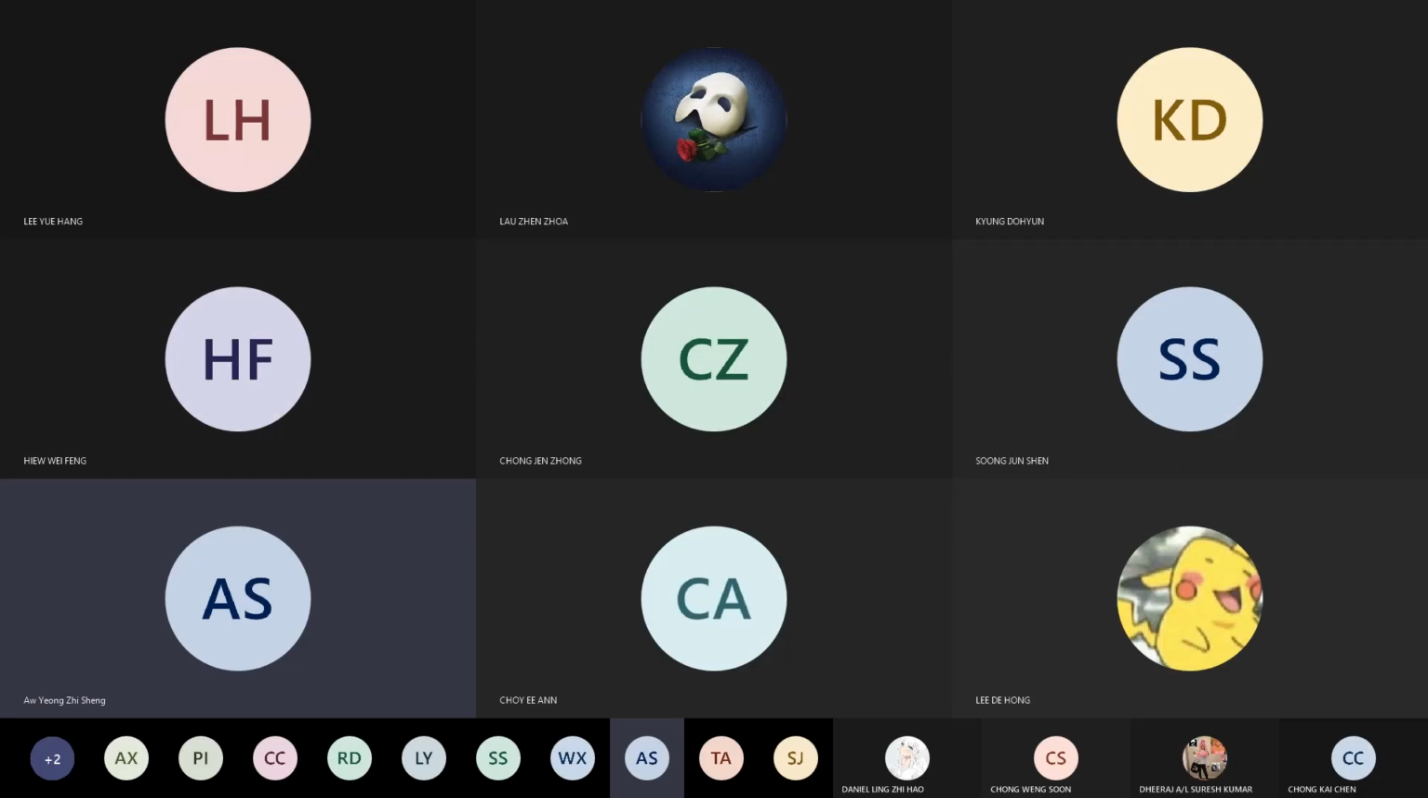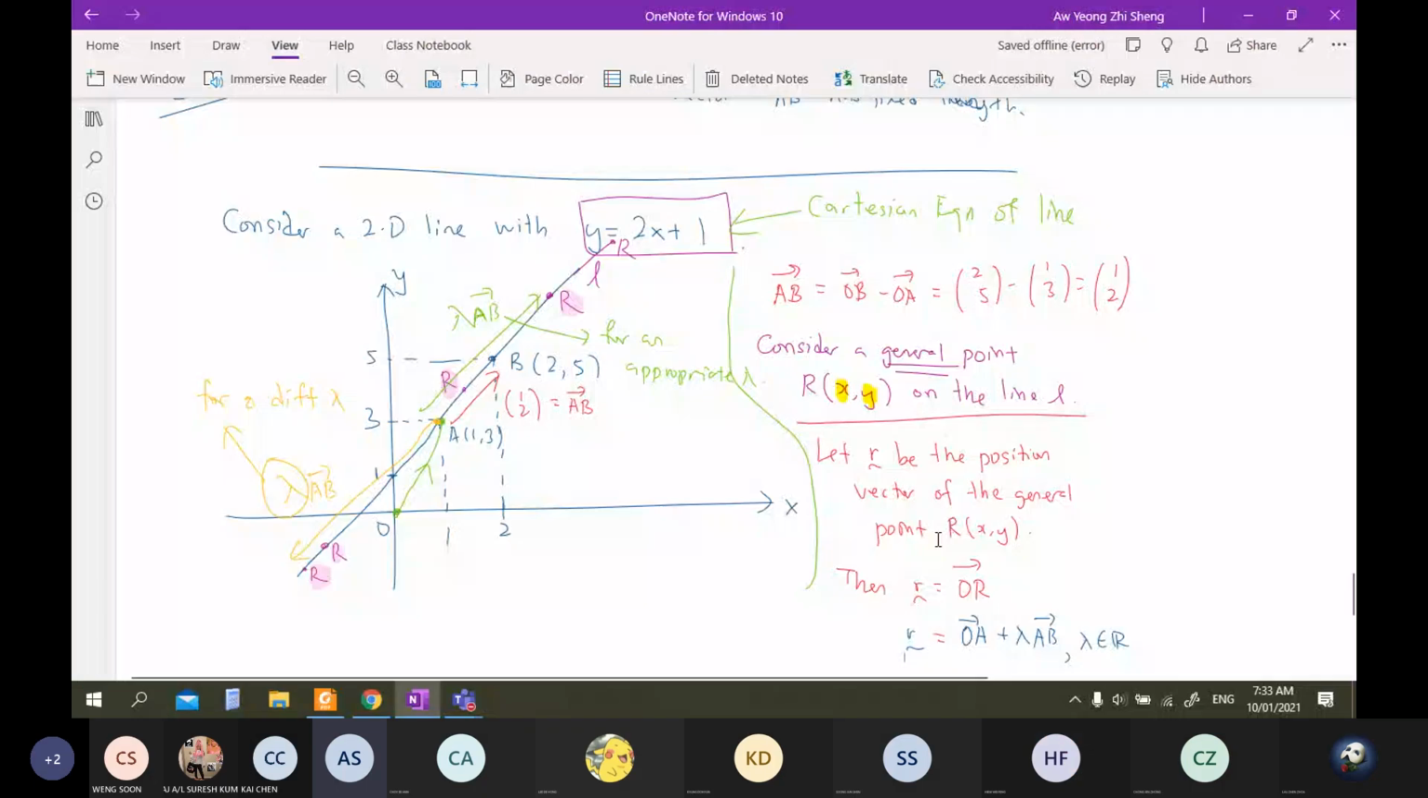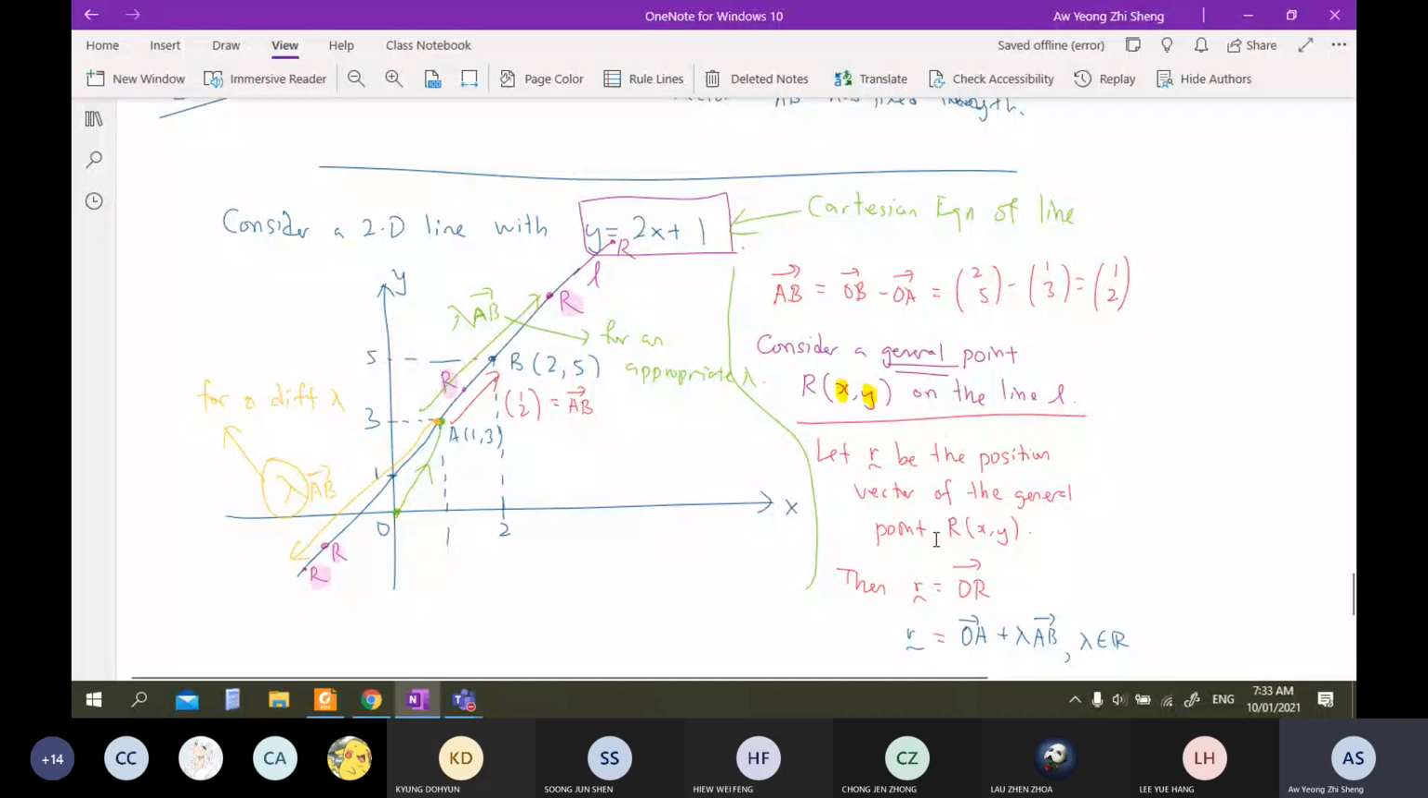Okay, so the whole purpose of the story on the screen here is to introduce you to the vector equation of a straight line. Here I'm using a two-dimensional line as an example because it is something that you are all more familiar with. The same concept will also be applicable when we have a line in three dimensions. Okay, so let me repeat the story from the beginning.